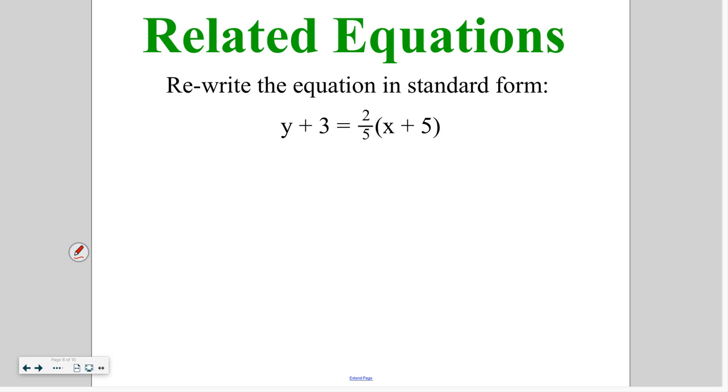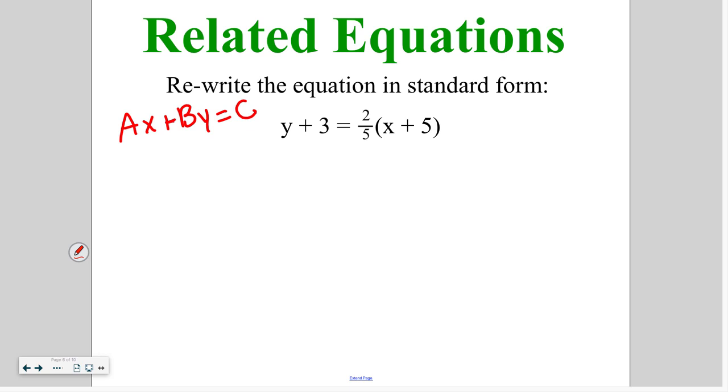The other thing that we want to be able to do today is go in between the three types of linear equations. So right now we are given an equation in point-slope form. y plus 3 is equal to 2/5 times (x plus 5). We want to rewrite that equation to get it into standard form. Just a quick reminder, standard form is ax plus by is equal to c.